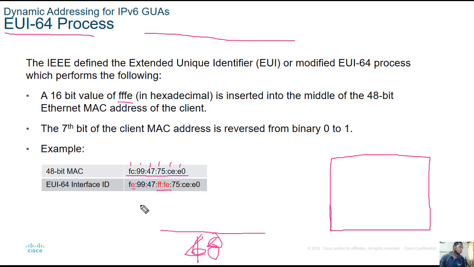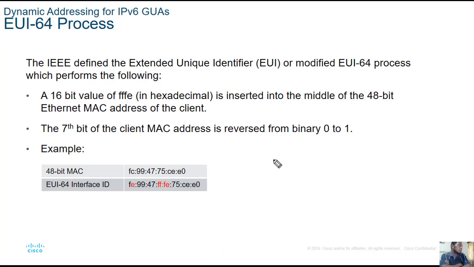Generally the seventh bit of the client's MAC address is reversed from binary 0 to 1. Here's a good example: you have the 48-bit MAC address and the 16-bit value inserted right in the middle to come up with the interface ID. That interface ID can be created using the EUI-64 process, or when it's randomly generated, it depends upon the operating system.